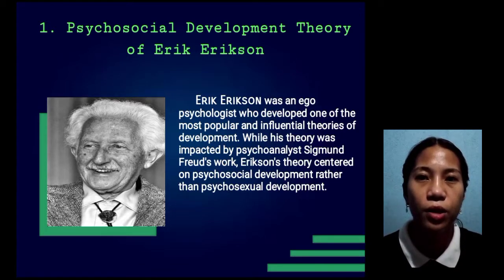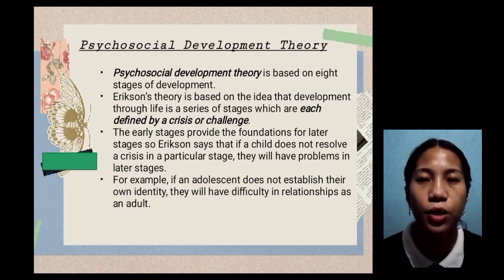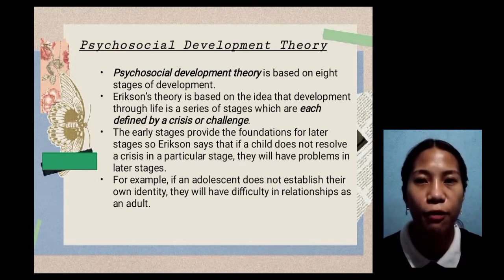Erikson was an ego psychologist who developed one of the most popular and influential theories of development. While his theory was impacted by the psychoanalyst Sigmund Freud's work, Erikson's theory centered on psychosocial development rather than psychosexual development. Psychosocial development theory is based on the 8 stages of development. Erikson's theory is based on the idea that development through life is a series of stages which are each defined by a crisis or challenge. The early stages provide the foundations for later stages, so Erikson says that if a child does not resolve a crisis in a particular stage, they will have problems in later stages. For example, if an adolescent does not establish their own identity, they will have difficulty in relationships as an adult.